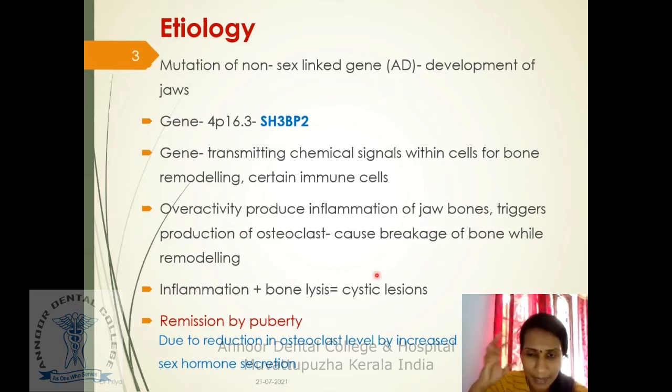It is mainly localized to the tooth-bearing area or the jawbones. And since you have two processes happening within the disease because of hyperactivity of the SH3BP2 gene, inflammation as well as bone resorption, that will lead to a lot of cystic space within the jaw.